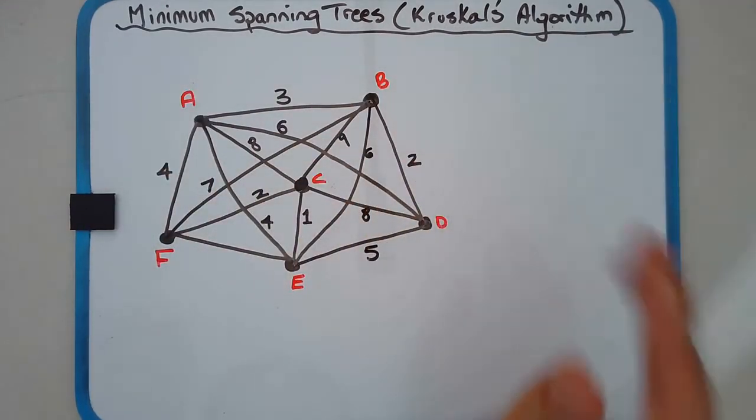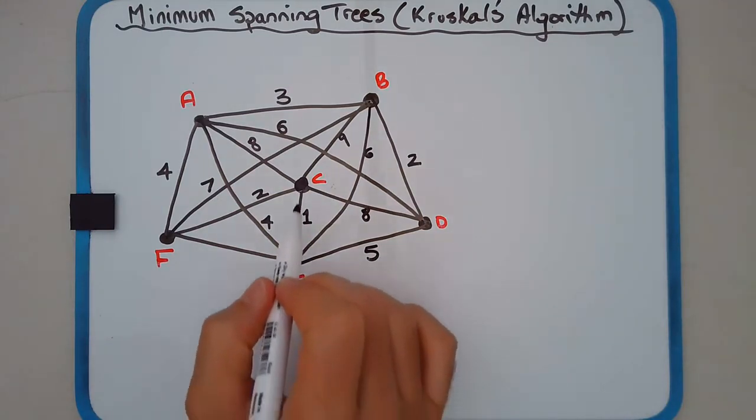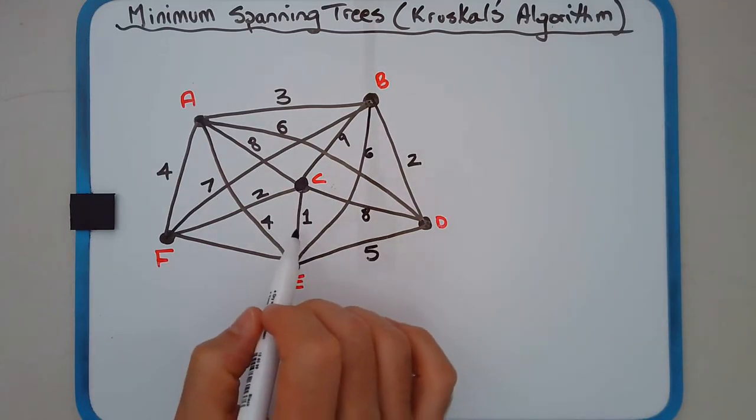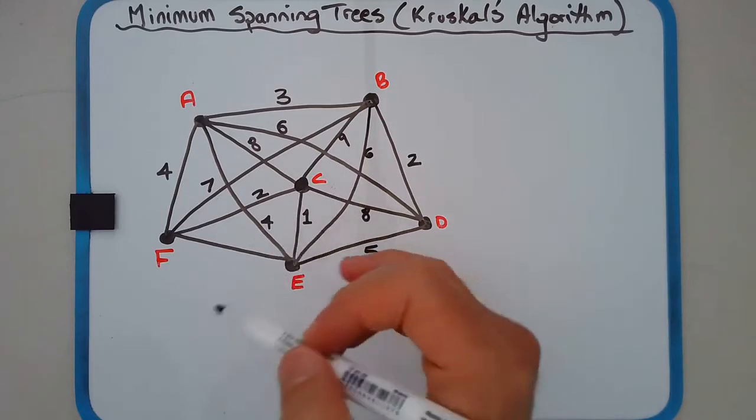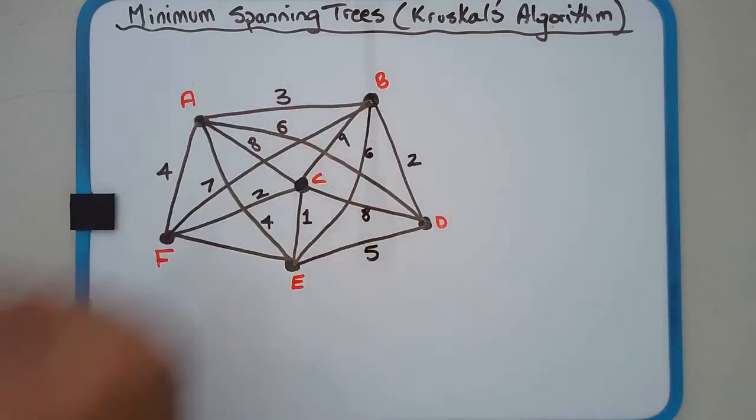Kruskal's algorithm is actually probably one of the most straightforward ones. All we need to do is start choosing the edges that are of minimum weight, and then you go to the edges of higher and higher weights until you end up with the tree. And that's it, and then you stop.